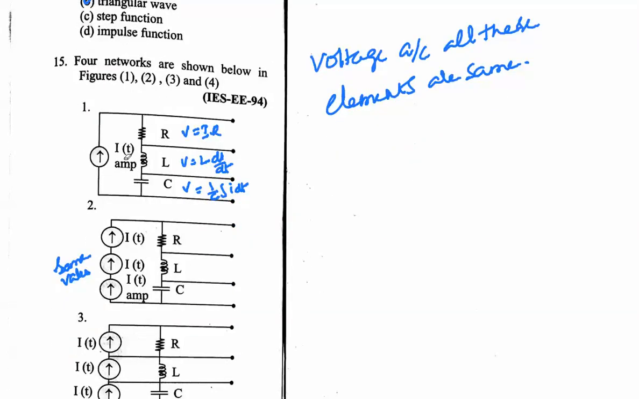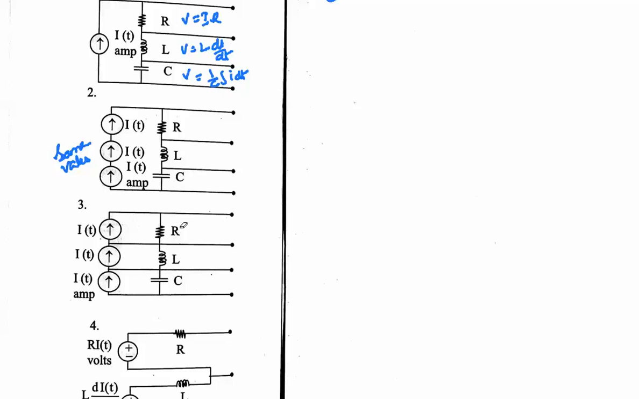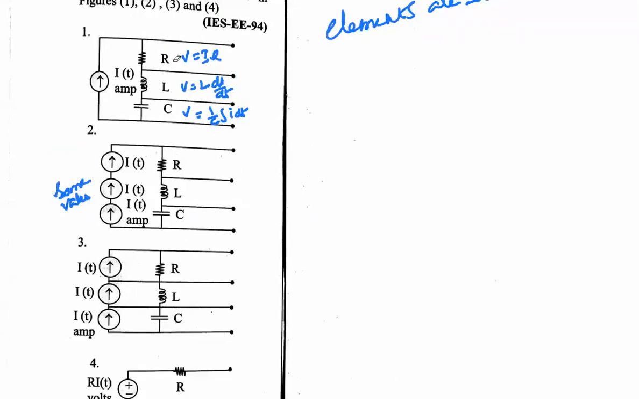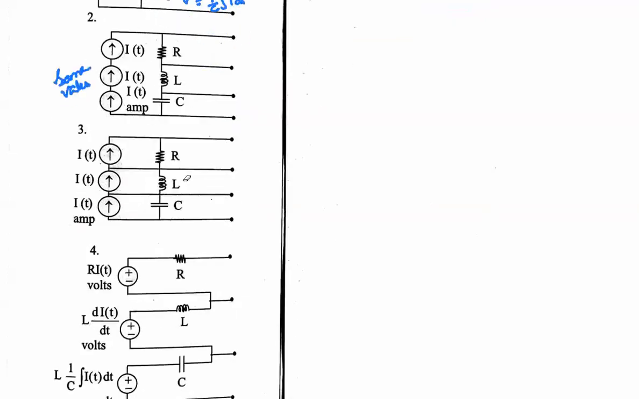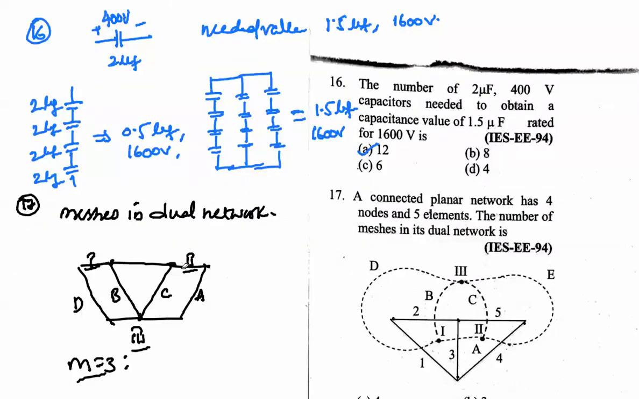Here, 15th question. Four networks are shown in figures 1, 2, 3, 4, and the question is which of these networks are equivalent. Here the voltage across these elements is V equal to I into R, V equal to L d I by dt, and V equal to 1 by C into the integration of I dt, and the same voltage equations are valid for the other cases too. So in the four given networks, all are equivalent because they have the same voltage equations.